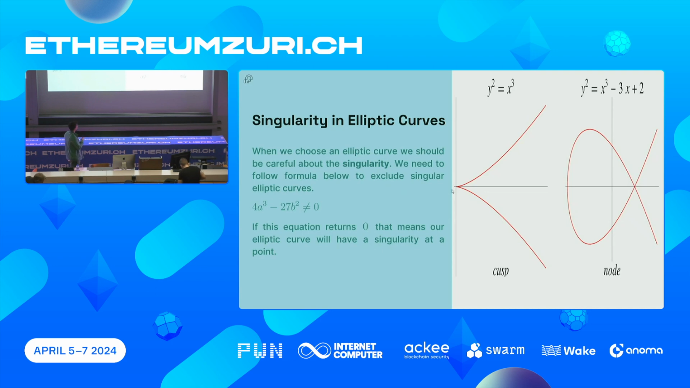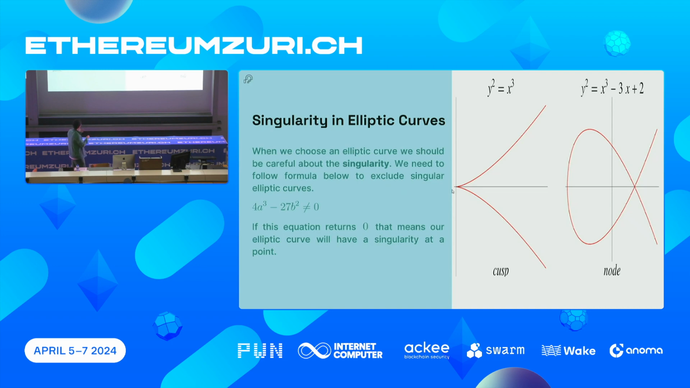And this is something that we don't want, because there's a point that has two same tangent lines. I will talk about the tangent lines, and why we are caring about this so much, in the next few slides. And if you have A and B that satisfy this special condition, you will get something we call a node, and you will have a point that has two different tangent line directions, which is also something that we don't want. So you have to be careful about this.